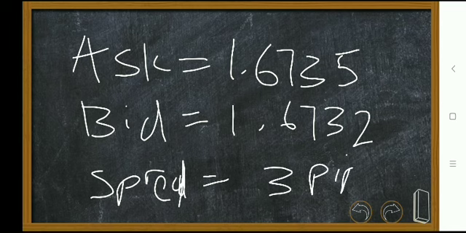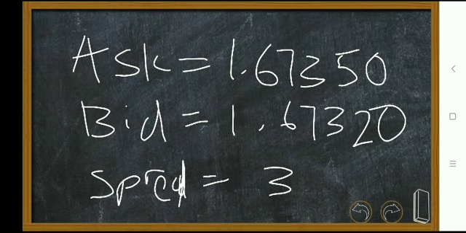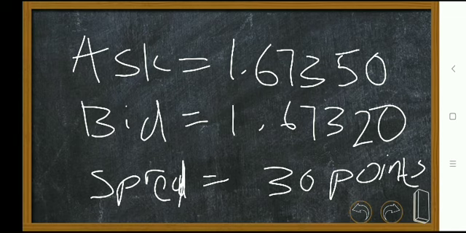Because we are dealing with pips. If it happens that you find your prices in points, that means your spread will be 30 points. It's no longer 3 pips. And remember, 3 pips is equivalent to 30 points. So it's one and the same thing, just that now the price is in points. It's no longer in pips.